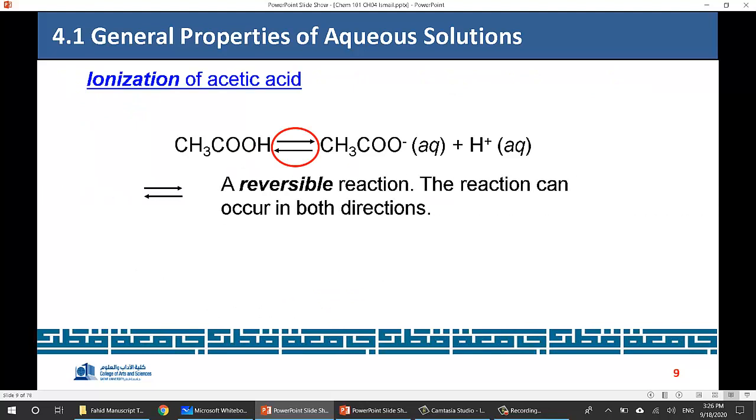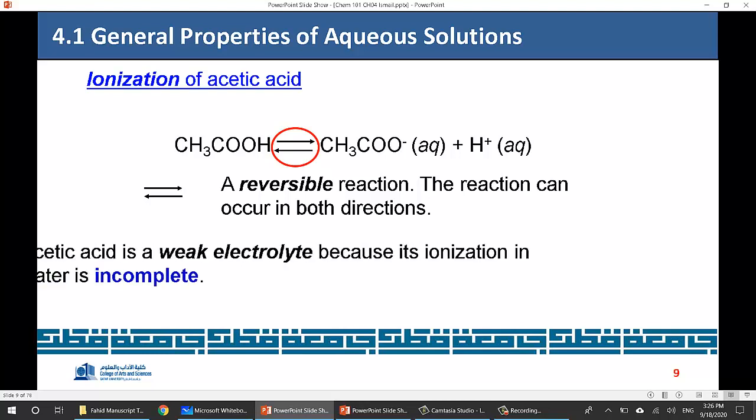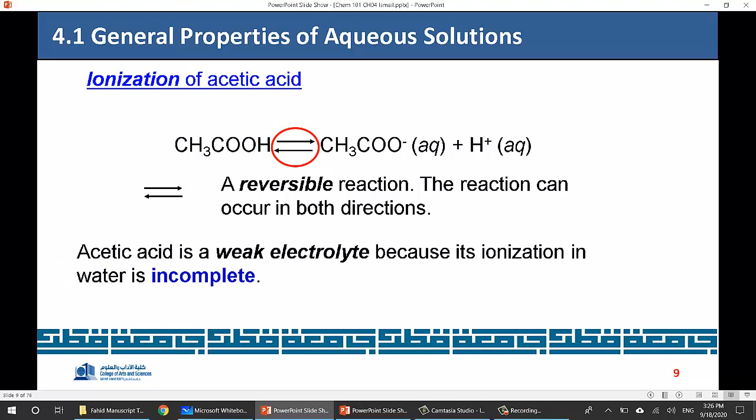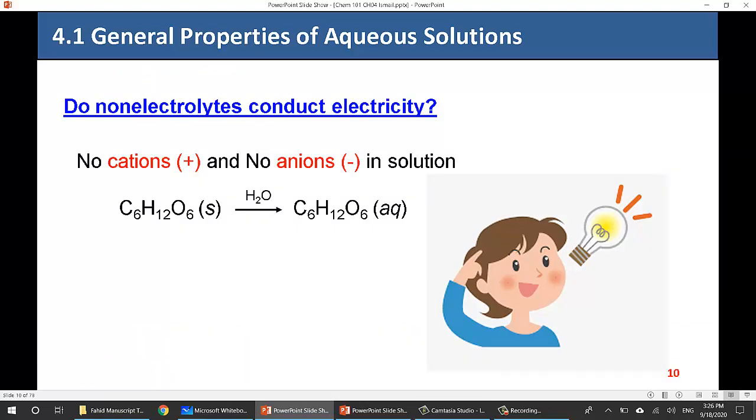So these two arrows mean we have a reaction in both directions. Okay, and here we have a situation where you have a weak acid, a weak electrolyte, because the ionization is incomplete. Now, moving on to the idea of a non-electrolyte, an example of that is sugar or glucose.